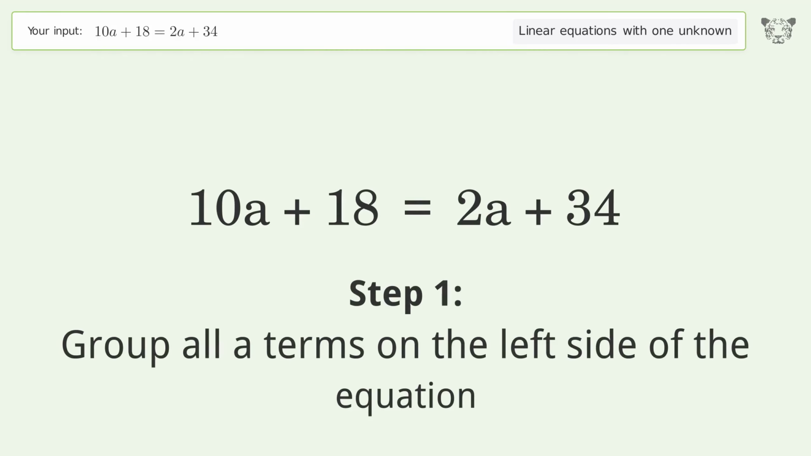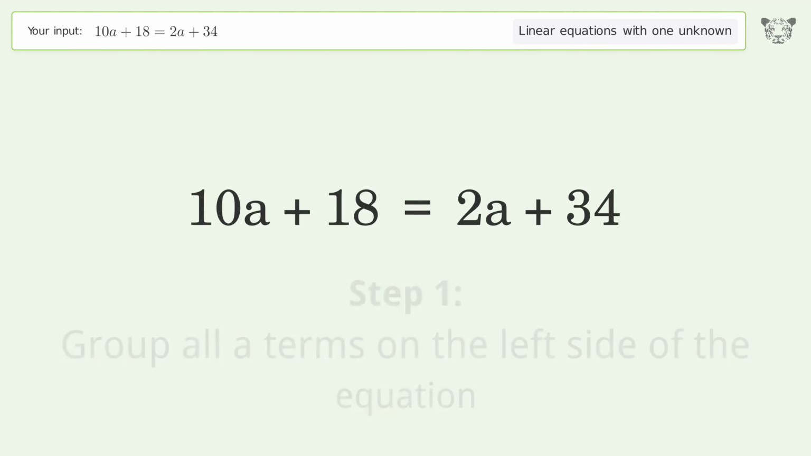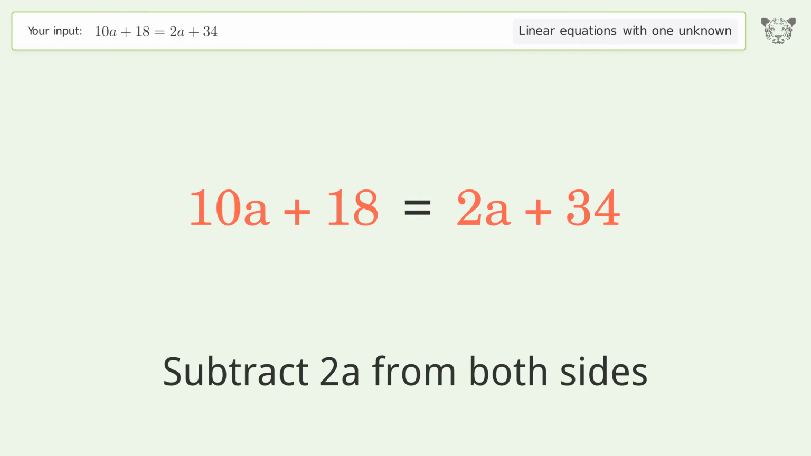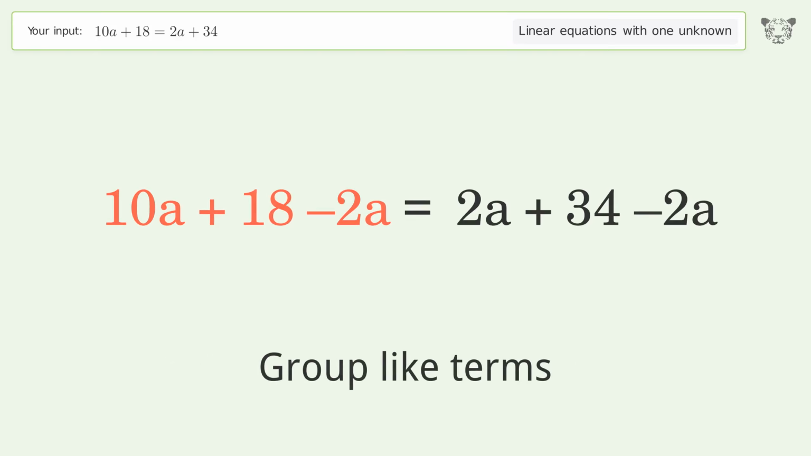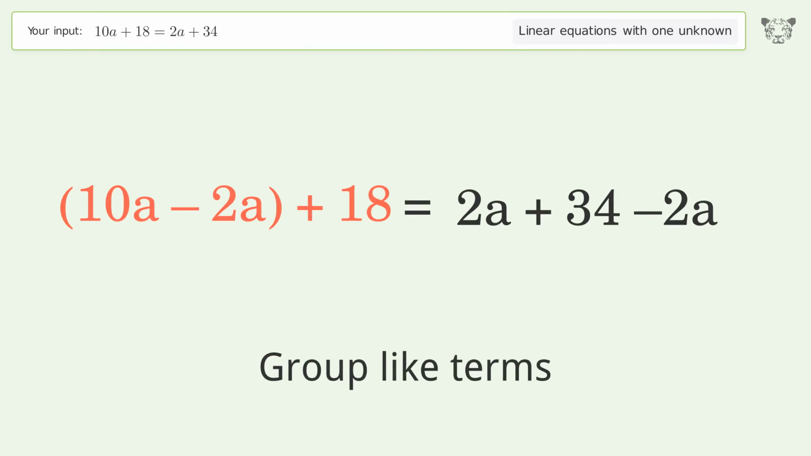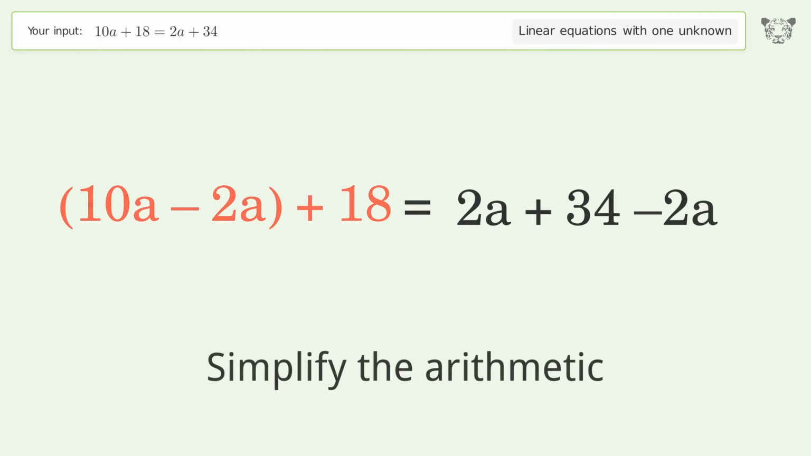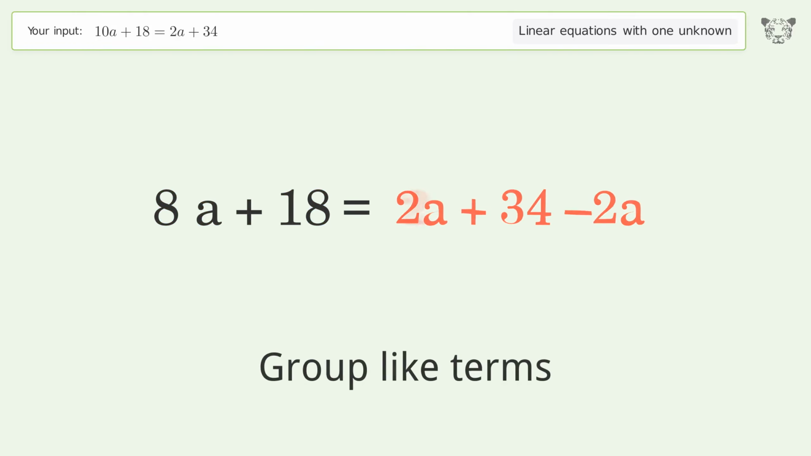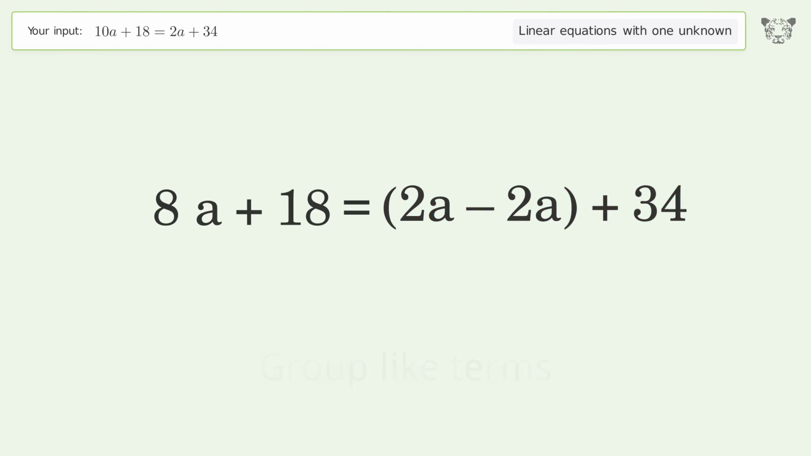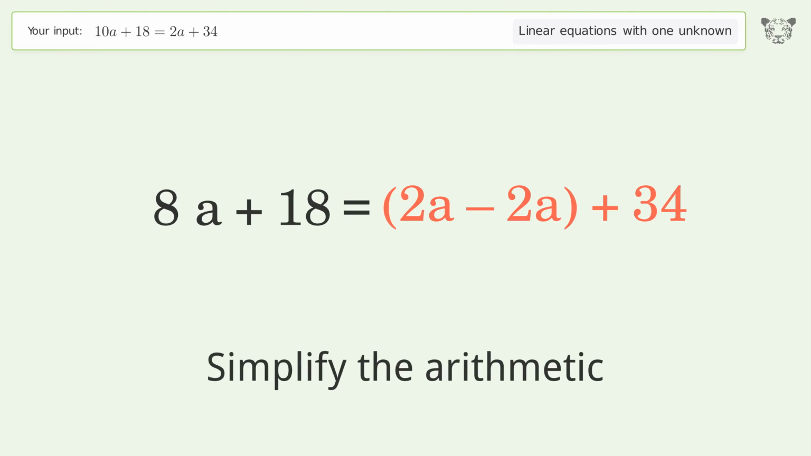Group all a terms on the left side of the equation. Subtract 2a from both sides. Group like terms. Simplify the arithmetic. Group like terms. Simplify the arithmetic.